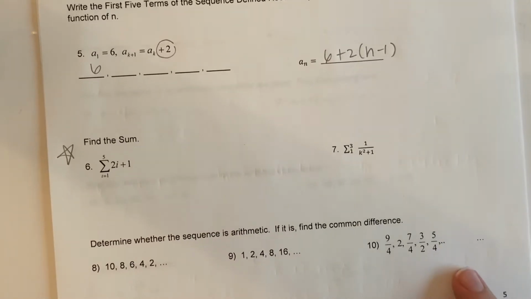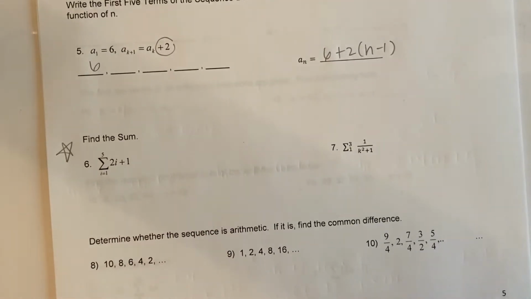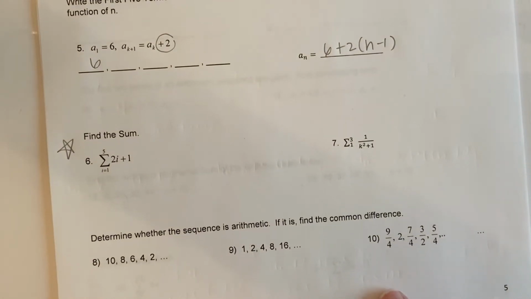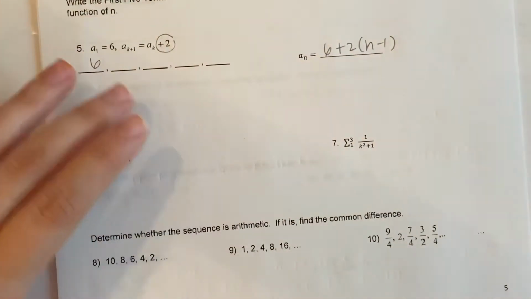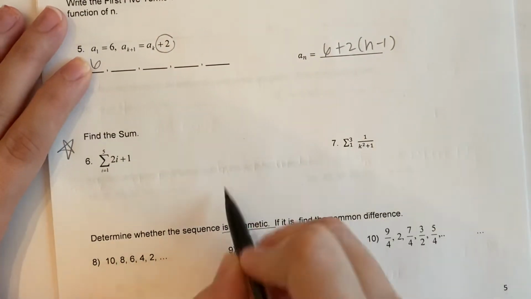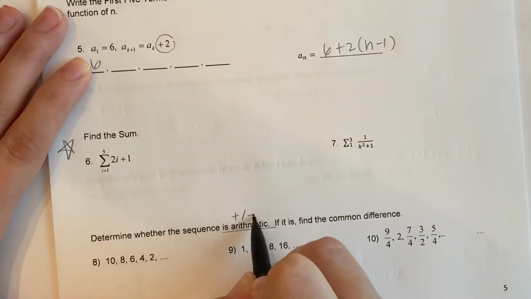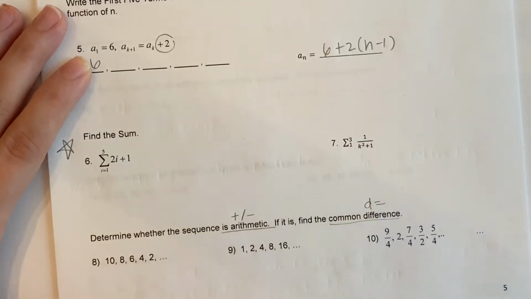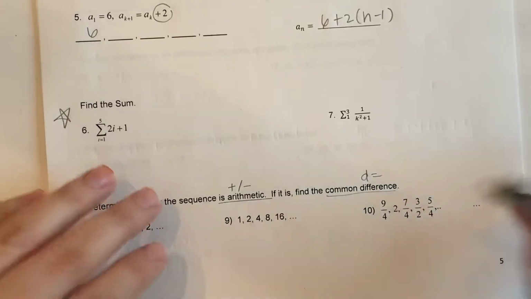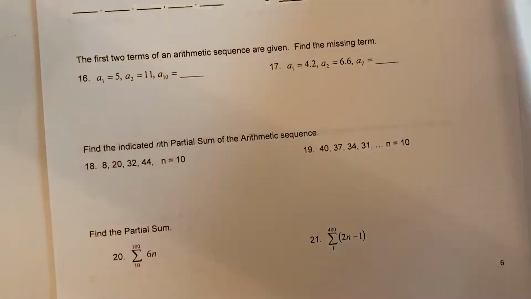Number 8, this is again going back to just deciding if it's arithmetic. So to know if it's arithmetic, you have to either be adding or subtracting, and if it is, you're going to find the common difference. You're going to say D equals. So y'all can do those too. Those are easy. Okay, let's turn the page.